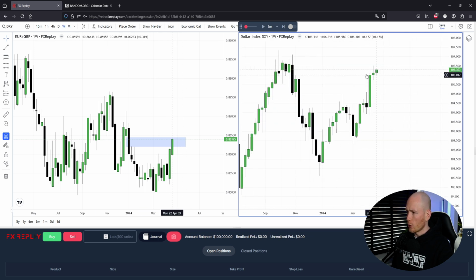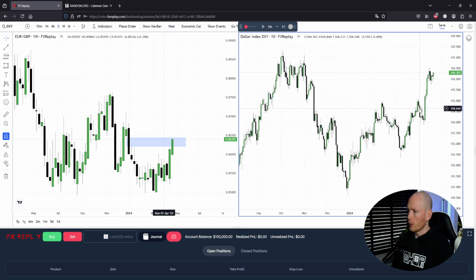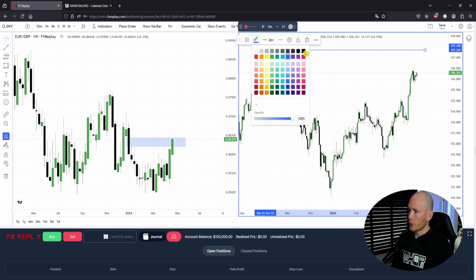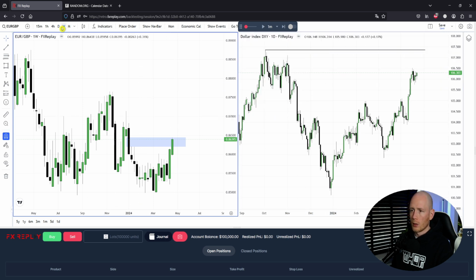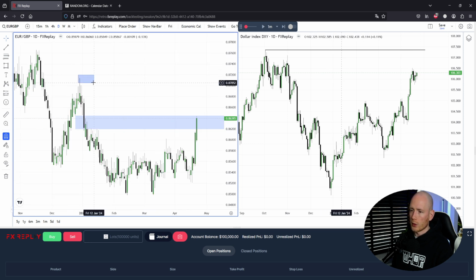This weekly candle just opened up, I suppose. Let's look at the daily. Daily is super bullish. Relative equal highs up here, so I'd like to aim for those relative equal highs. EURGBP is bullish as well. I want to see higher prices, ideally towards these highs up here.